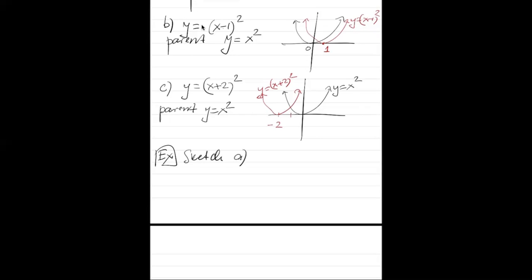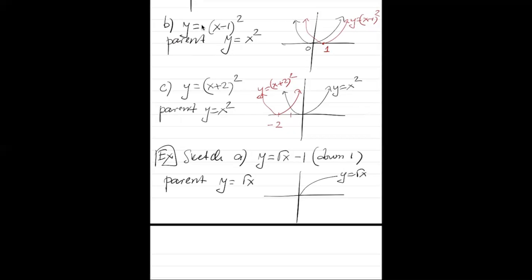Okay, another example where we have to sketch y equals square root of x minus 1. Now this time the parent function is y equals square root of x, which we know it looks like this. My function has minus 1, which means down 1. So 1 unit down, the same shape and graph. So that will be my new graph. And this point here is negative 1. This is 0.